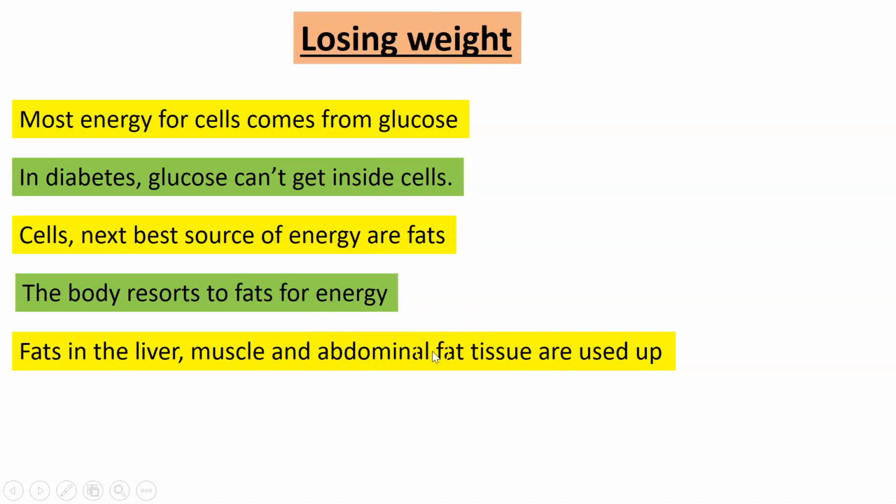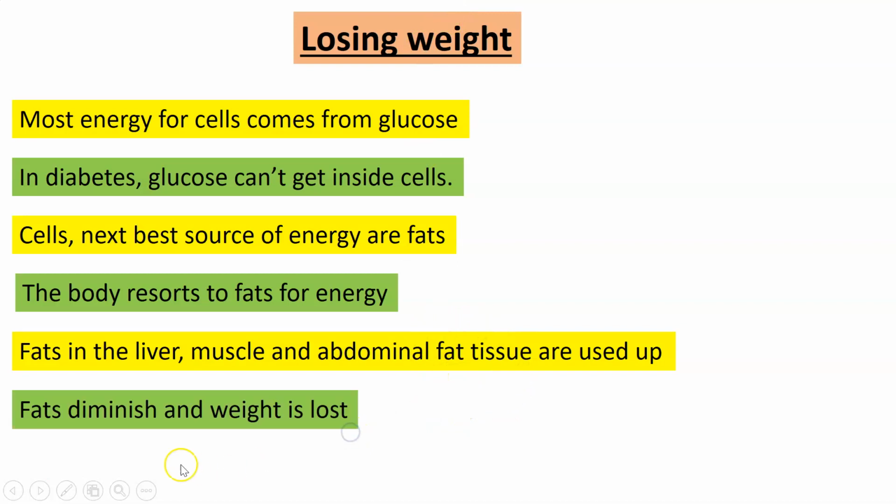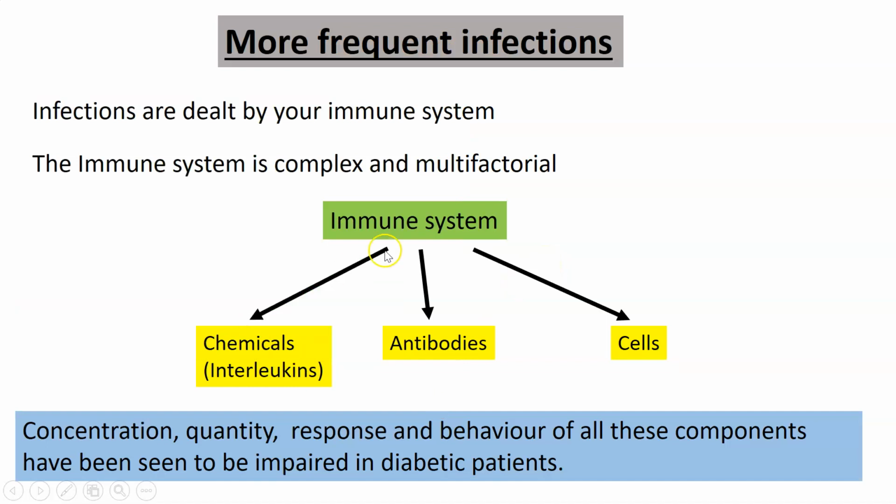So the fat around the abdomen starts to get used up, and can you see how it makes sense that we lose weight because we're using up the fats? Fats diminish and we lose weight. Now, there's a lot more to that than just this, but I don't want to make this video too long, just to keep it simple. Right then, let's look at infections.